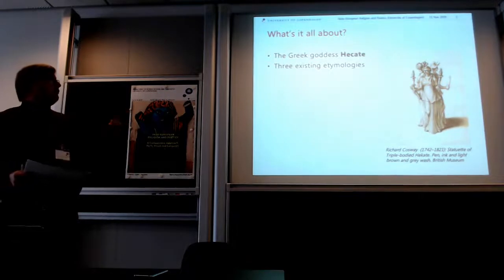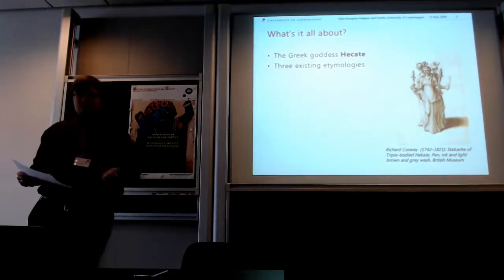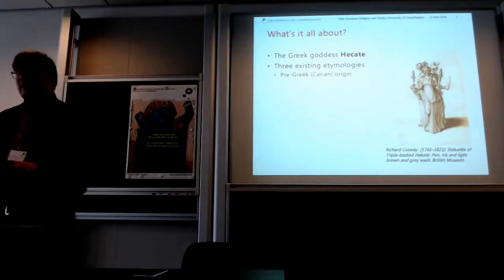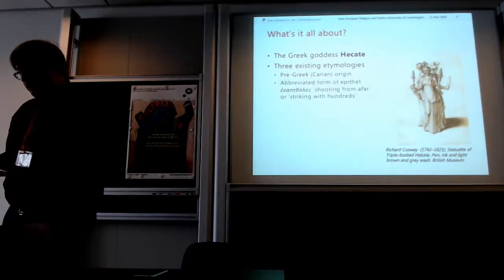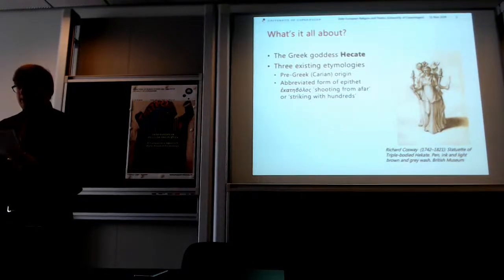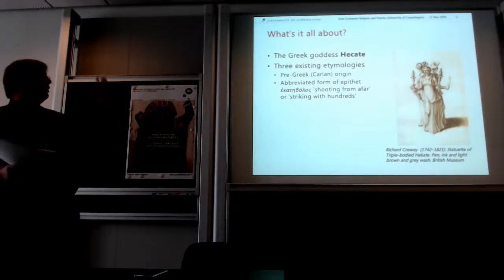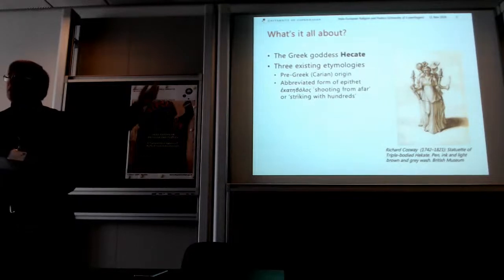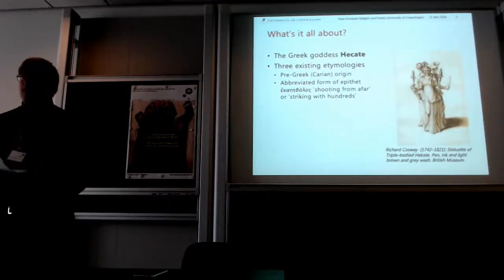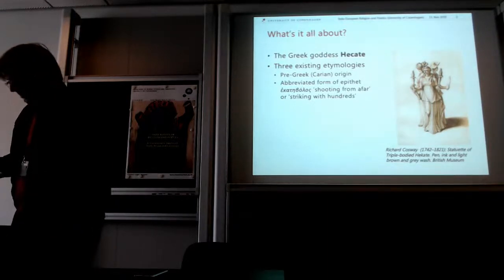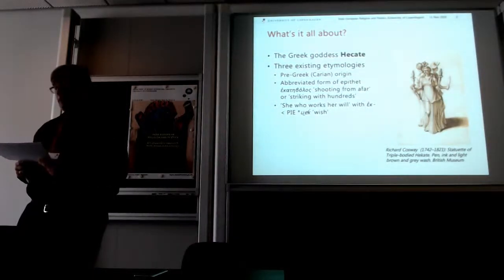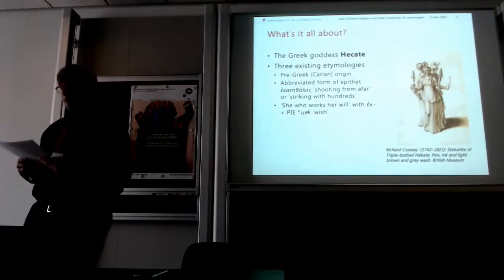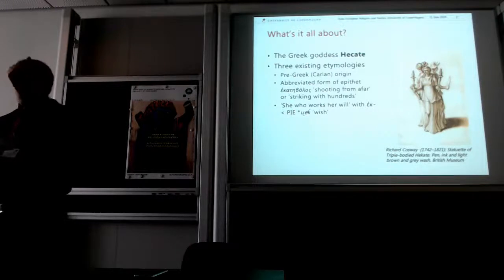So as it is now, we have three prevalent existing etymologies of Hecate. One states that her name is of pre-Greek, or more specifically maybe Carian origin. Another states that it's an abbreviated form of the epithet Hecatebolos, shooting from afar or striking with hundreds, according to the ancients at least. This is not an epithet for Hecate, but more likely of Apollo. We see that a lot of times in the Homeric epics and other places. Or the third etymology would be 'she who works her will', with the Hec- part of the word harking back to Proto-Indo-European wish.